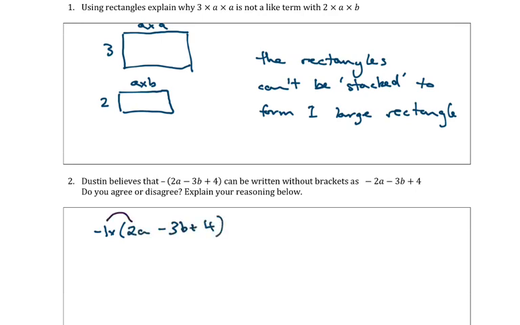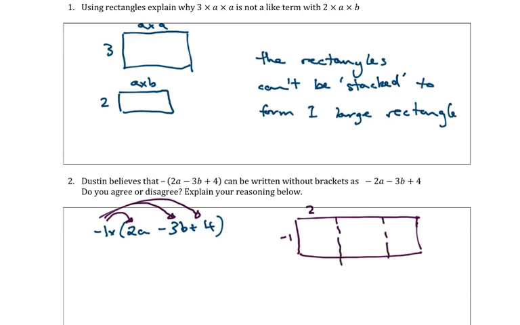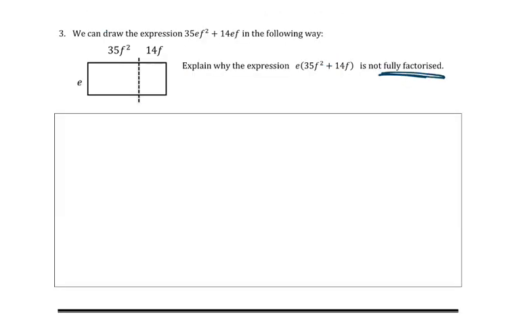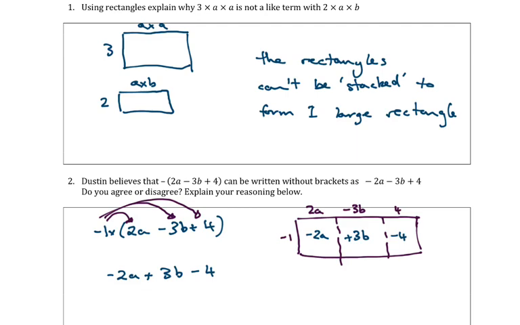You could use an area model if you wanted, or we can do this method where we do negative 1 times the first term, negative 1 times the second term, and negative 1 times the third term. I'll draw this as an area as well, just for completeness. So the width of the first rectangle will be 2a, then negative 3b, and then positive 4. The areas are negative 2a for negative 1 times 2a, negative 1 times negative 3b is positive 3b, and then negative 1 times 4 is negative 4. So when you add these terms together, you get negative 2a plus 3b, subtract 4. So Dustin is wrong. Okay, I'll move on to the next question.